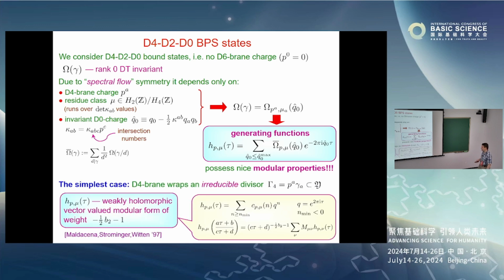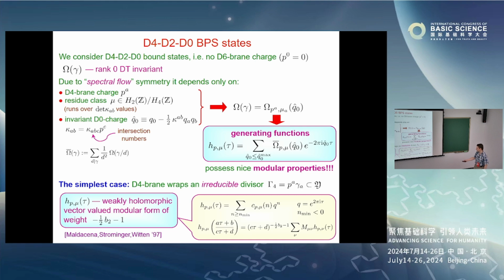For example, in the simplest possible case, where the D4 brane wraps the so-called irreducible divisor, which just means a 4-cycle which cannot be decomposed as a sum of other 4-cycles, the modular properties are really easy. So in this case, this function must be the so-called weakly holomorphic vector-valued modular form of this particular weight, where again B2 is the second Betti number now.